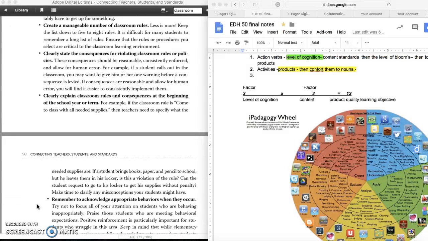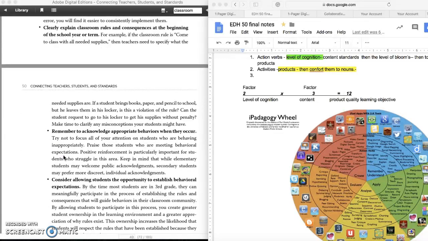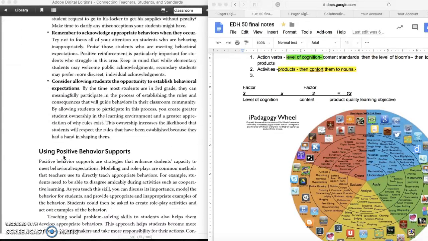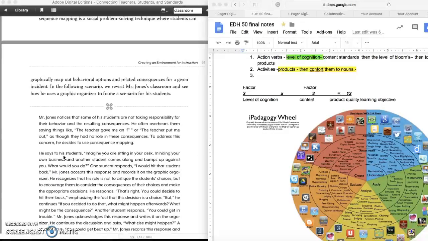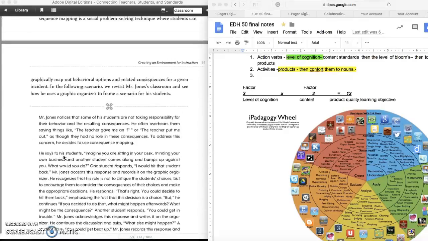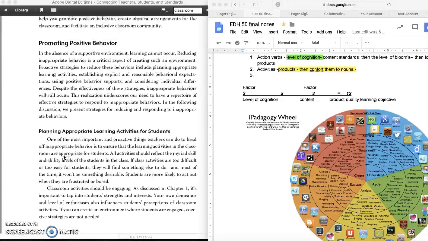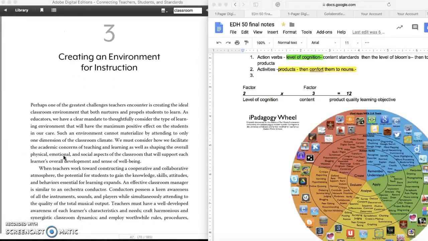as well as that teachers must make consequences for those students who violate rules and school policies that are required in that classroom. That's what I learned from chapter 3 about promoting student behaviors and creating an environment for instruction.